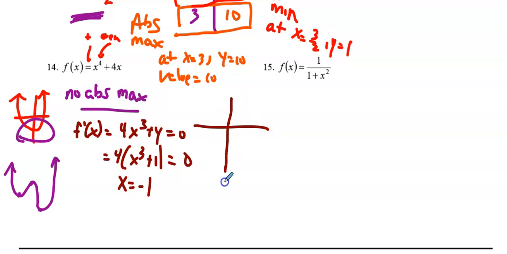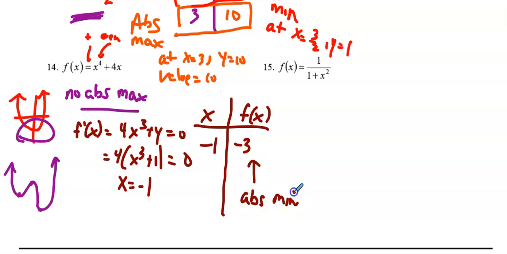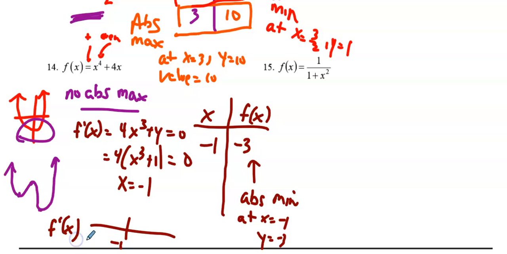The difference between a relative max and min here is that there's only one of them. So, you guys can kind of see what we're going to do with this. If we plug in -1 to our function, we're going to get that this value is going to be -3. And so we know that there's going to be an absolute minimum at x equals -1, y equals -3. And we could, if we wanted to, do our number line and look at our first derivative just to see the behavior of the function.